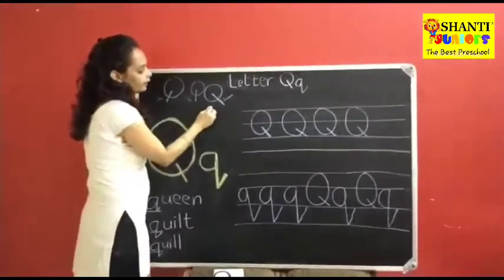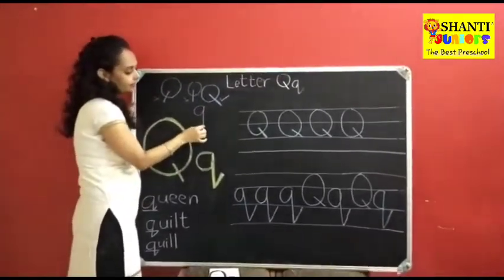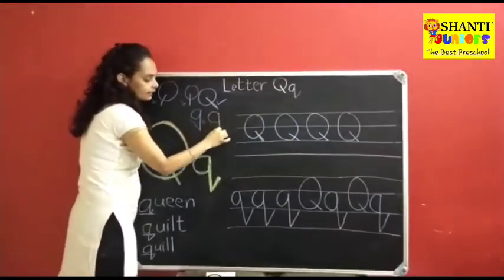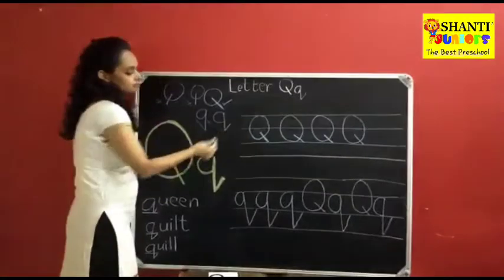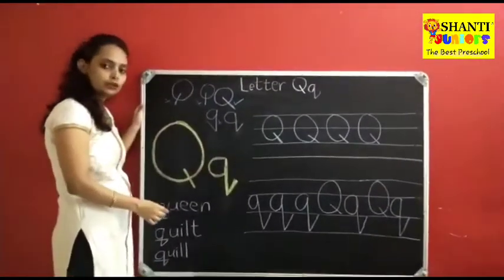Okay, children? And whenever you write the small one, write a line and don't do like this. This is also wrong. Curve, standing line, and from here a short slanting line. So this becomes letter Q.